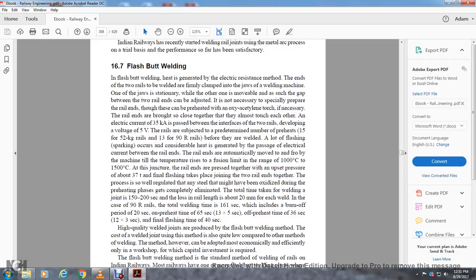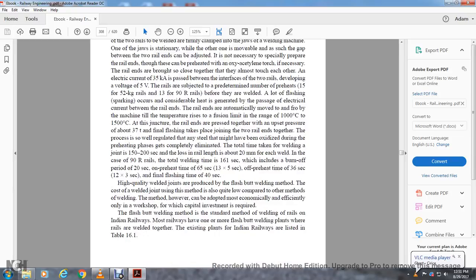In this case, for the 90R rails, the total welding time is 161 seconds. This includes a burn-off period of 20 seconds, a preheat time of 65 seconds or 13 times 5 seconds, an over-preheat time of 36 seconds or 12 times 3 seconds, and a final flash time of up to 40 seconds.